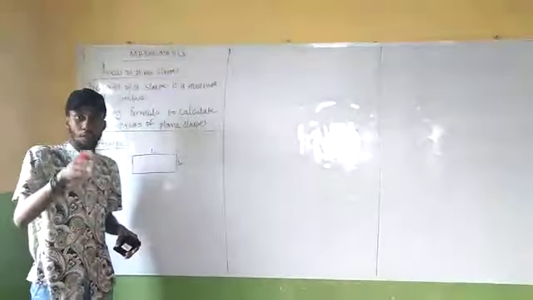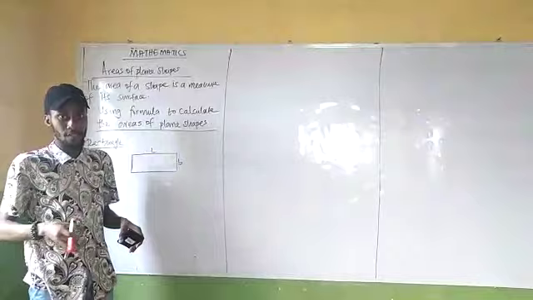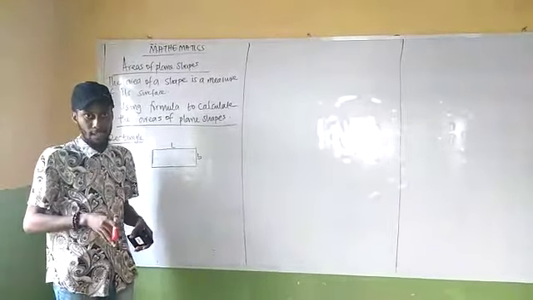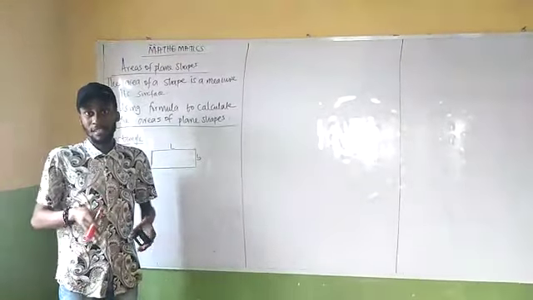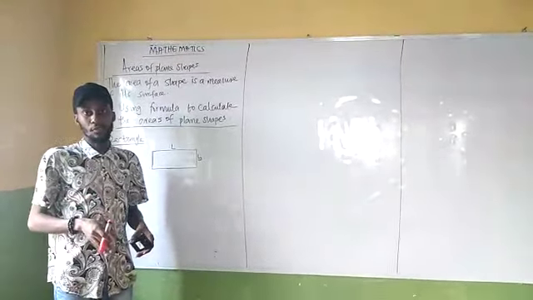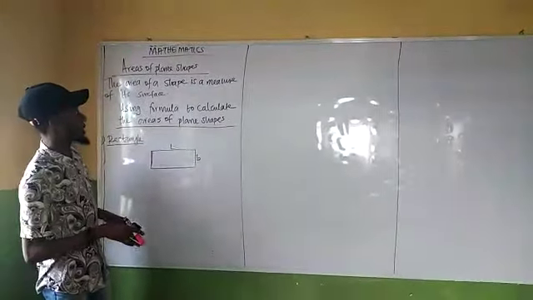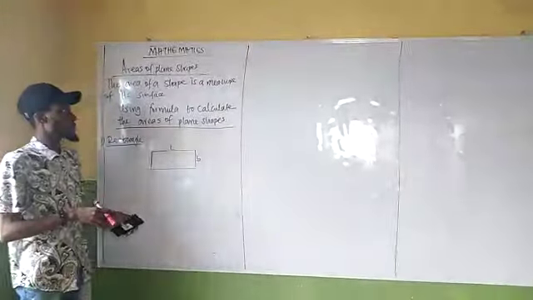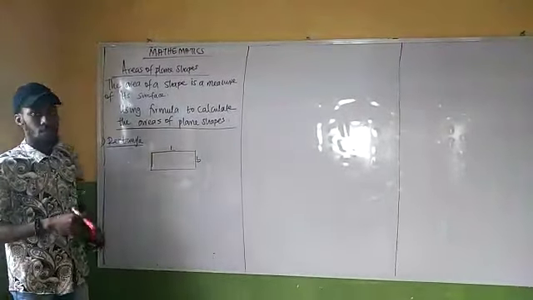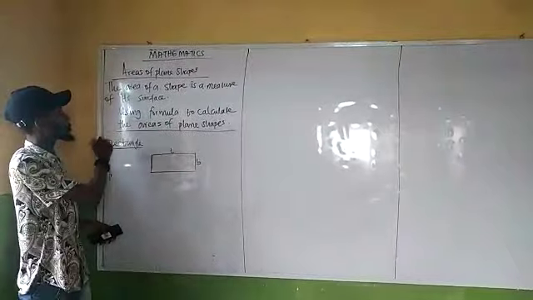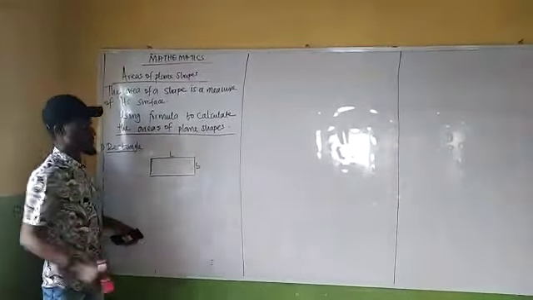The notebook you are using has its surface, so the measure of that surface becomes its area. Your phone has its surface, and the measure of that surface becomes its area. Hence, the area of a plane shape can be defined as a measure of its surface. Now, let's go straight to using formulas to calculate the area of a plane shape.